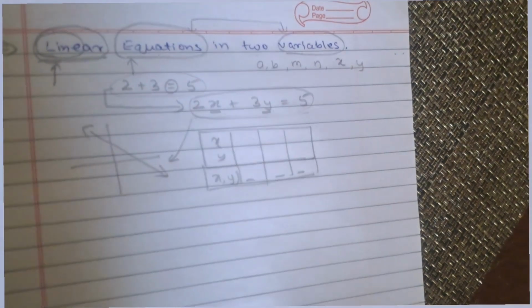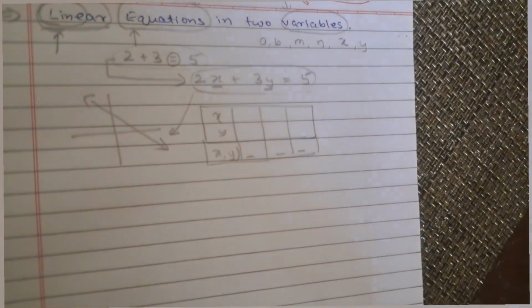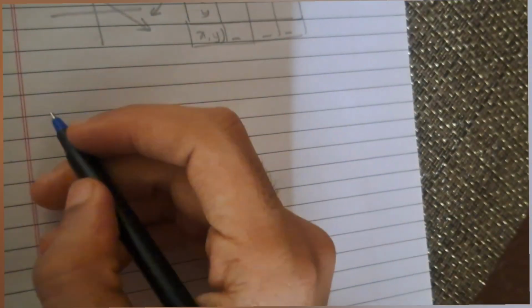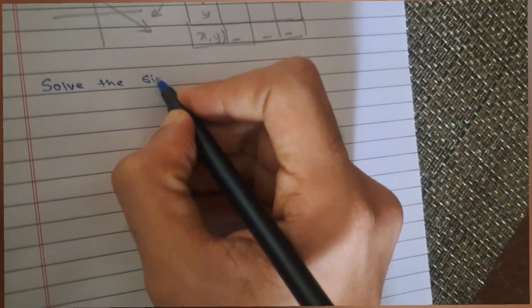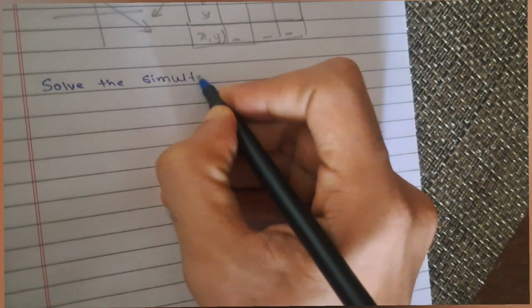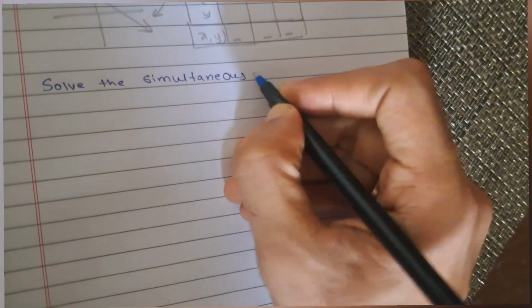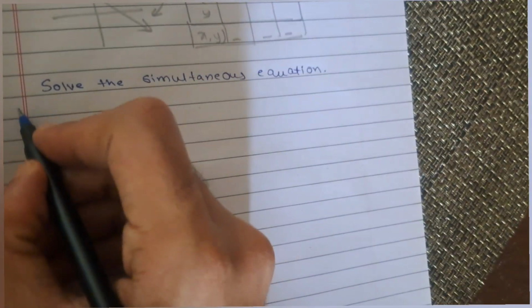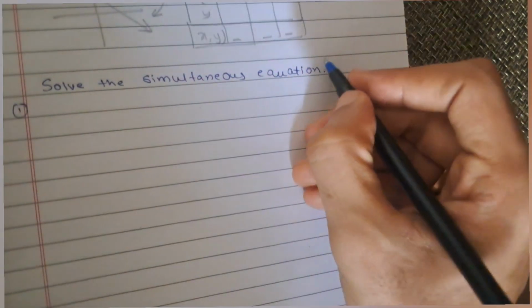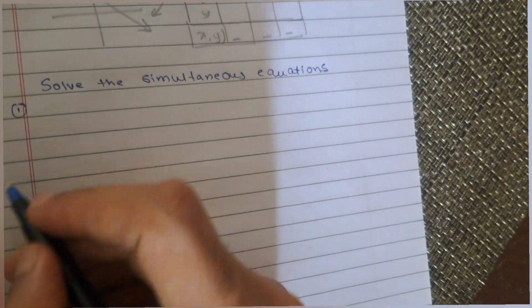Now let's proceed with the chapter's main questions which come in the exam. It's something like, we have to solve a simultaneous equation. Solve the simultaneous equation. So let me just take two simultaneous equations. That means we will be given a couple of equations, and we have to solve them.